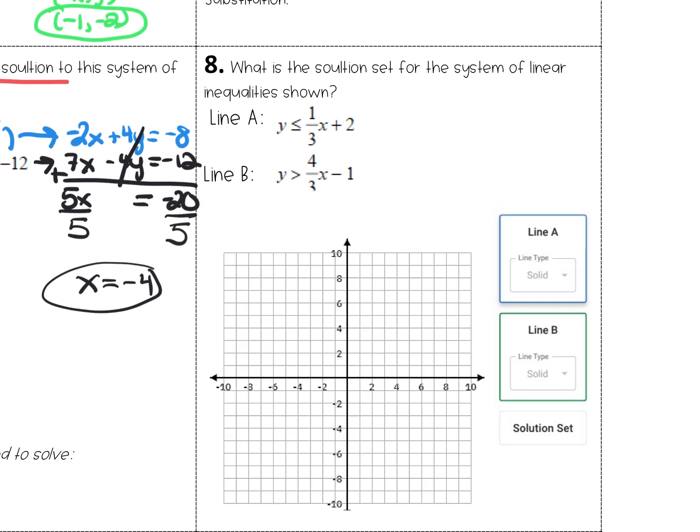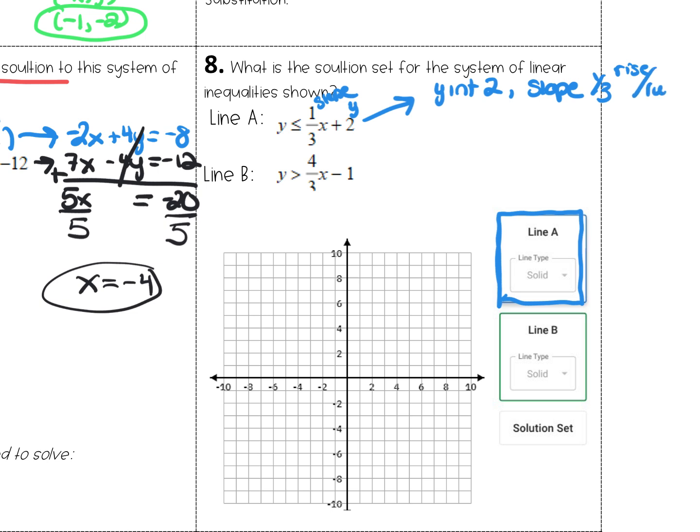Okay, in the next problem, we're going to do line A first. So we're going to go to this box for line A, and we'll talk about line A. My y-intercept is 2. This is the y. My slope is 1/3. This is my slope. And that slope is a rise over a run.